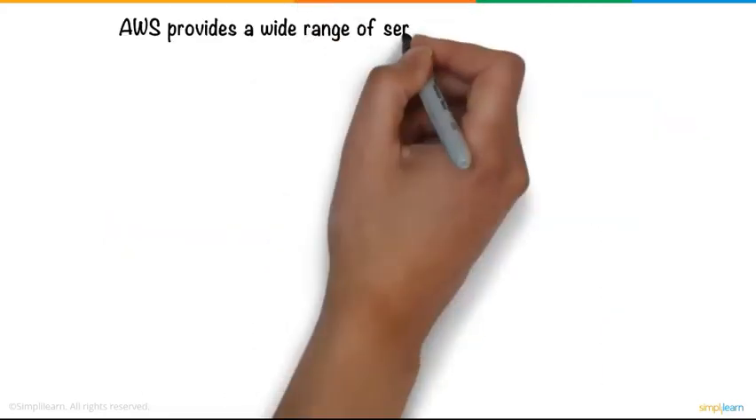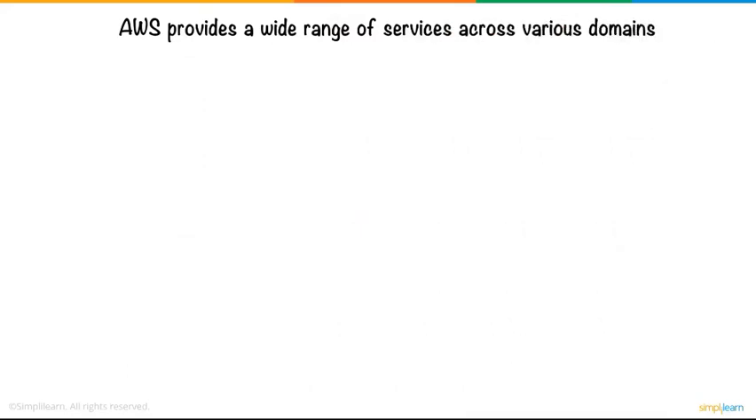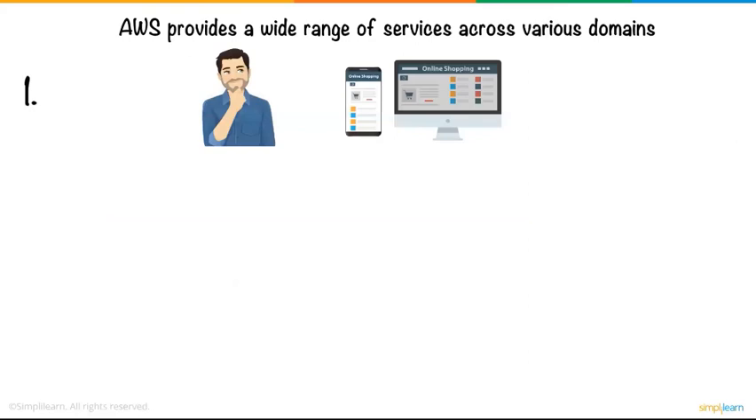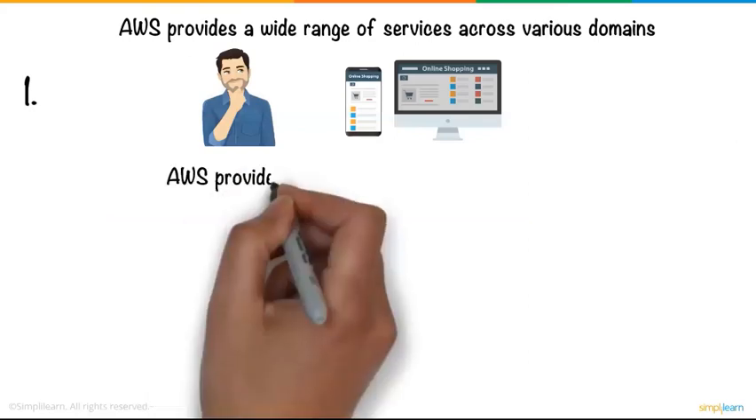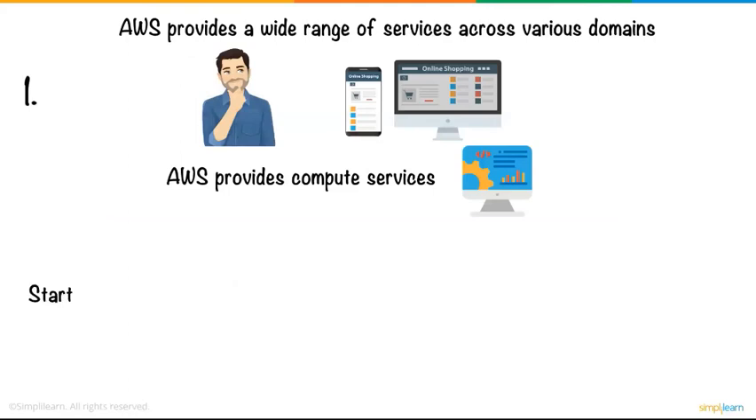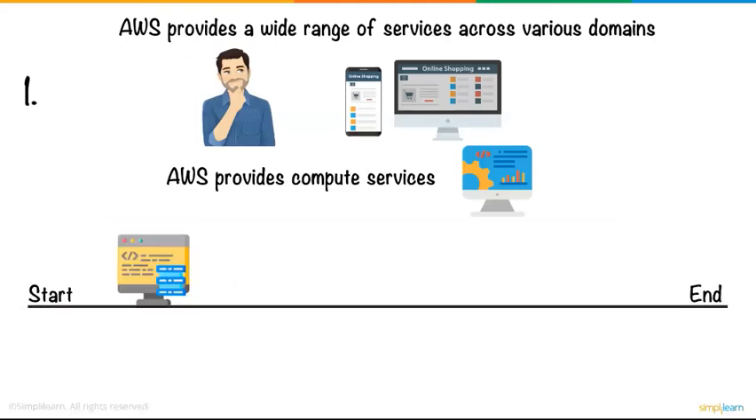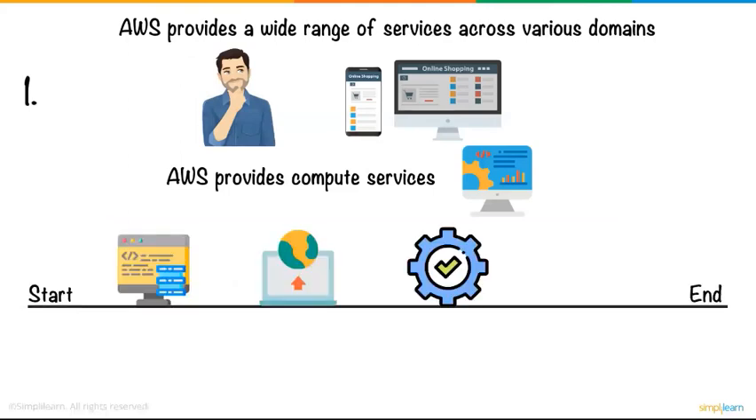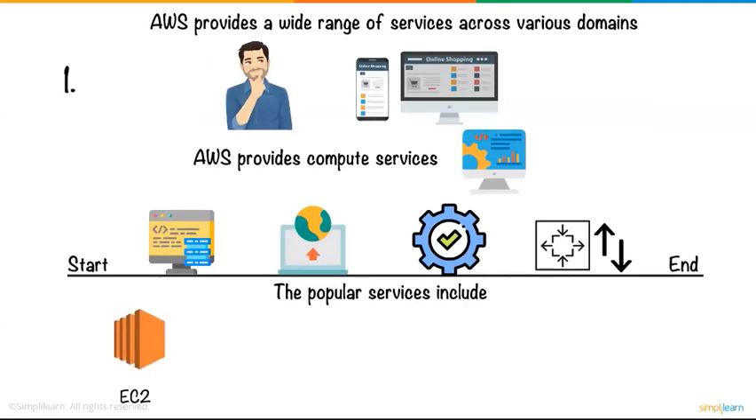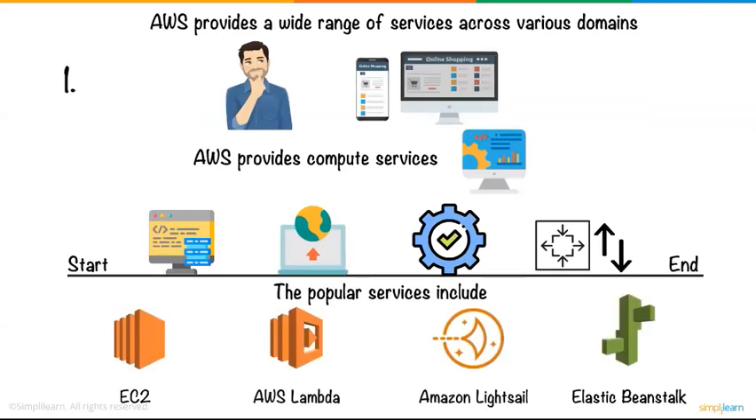AWS provides a wide range of services across various domains. What if Rob wanted to create an application for his online portal? AWS provides compute services that can support the app development process from start to finish: from developing, deploying, running, to scaling the application up or down based on the requirements. The popular services include EC2, AWS Lambda, Amazon Lightsail, and Elastic Beanstalk.